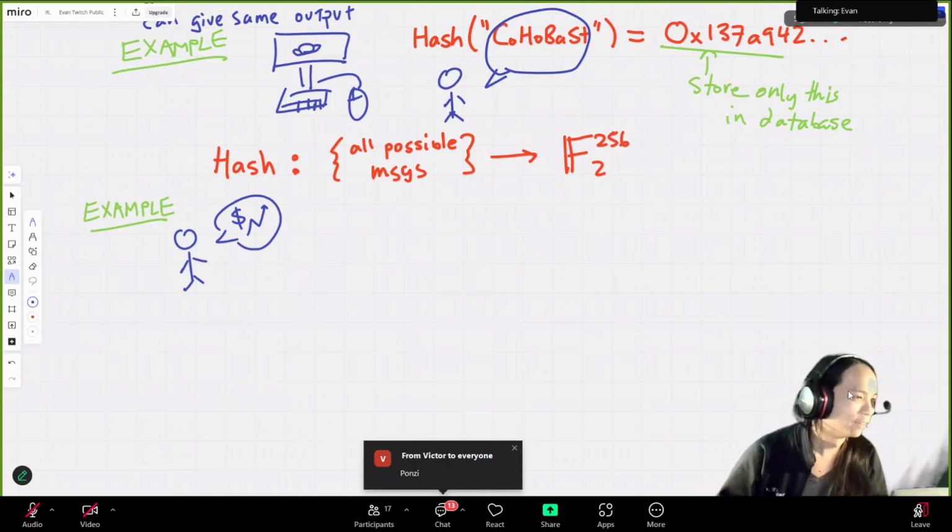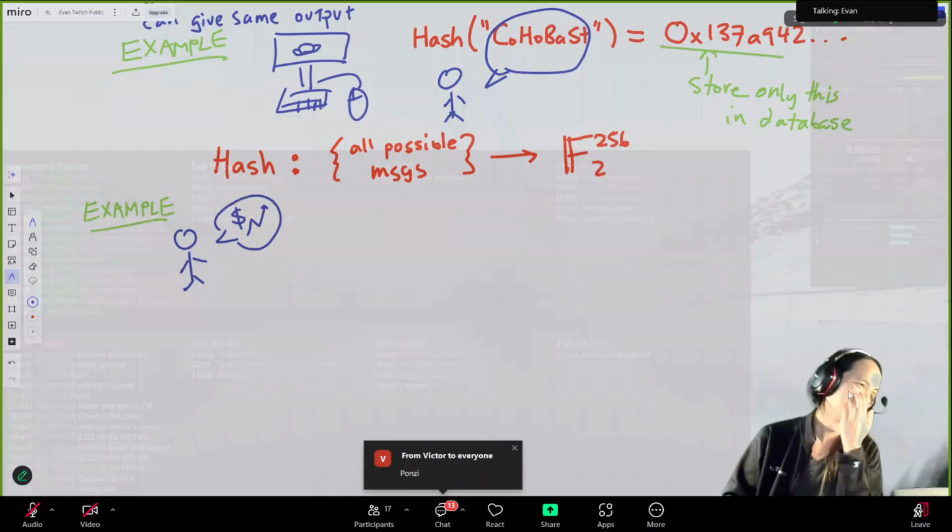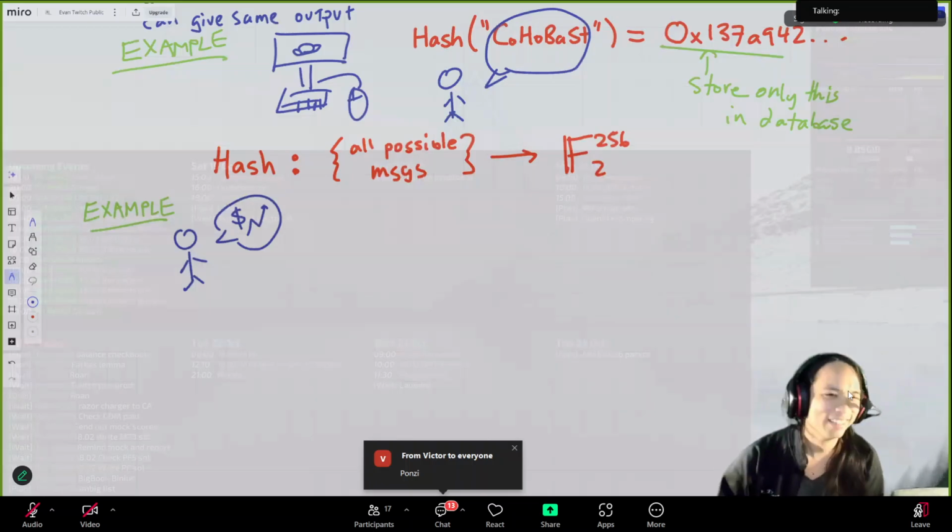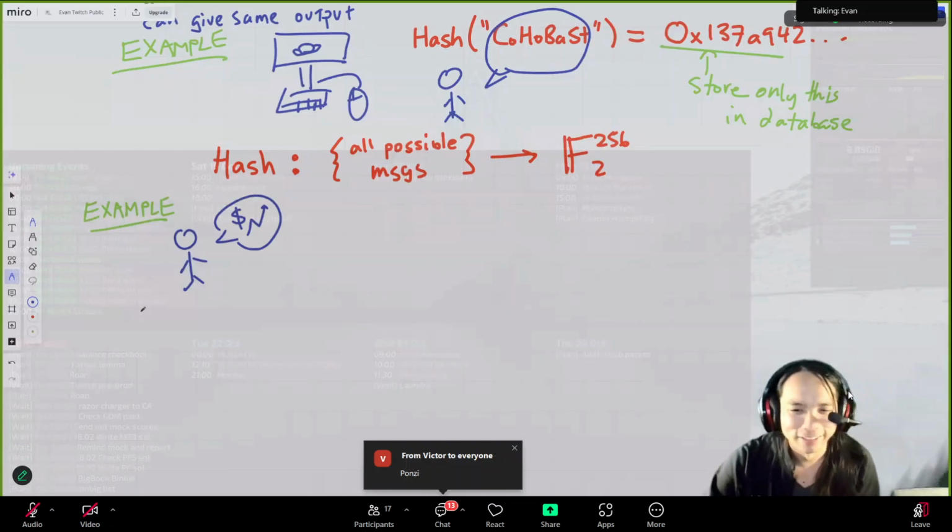Someone give me any name. Warren Buffett pops. Okay, those are some choices. We'll call them Warren, all right? Warren.